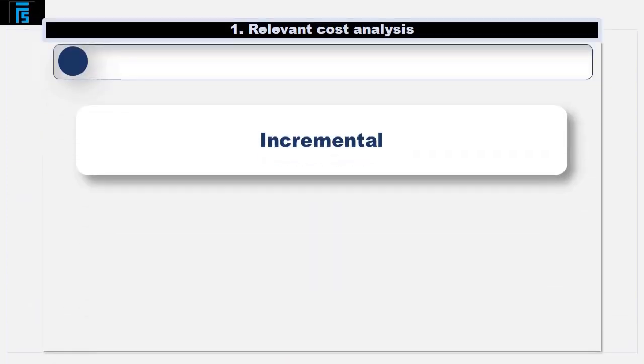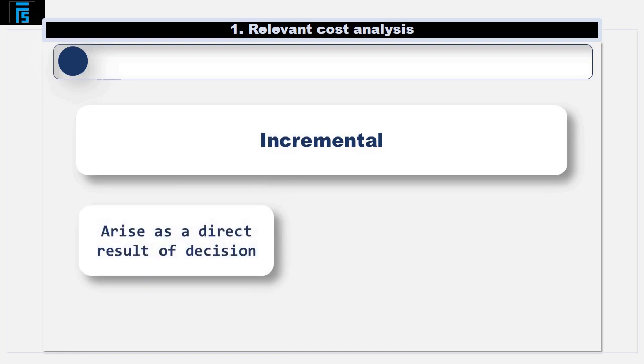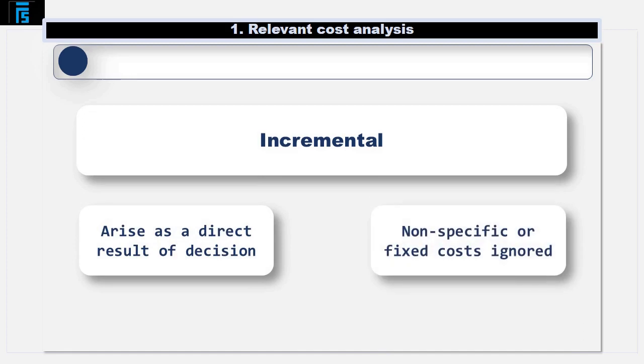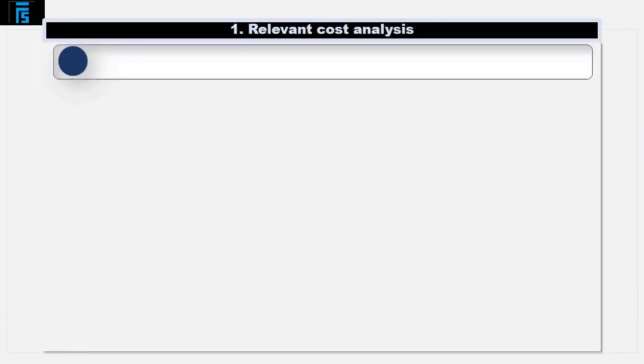Incremental. Only costs that arise as a direct result of the decision are relevant. So, costs which are non-specific or fixed would be ignored.